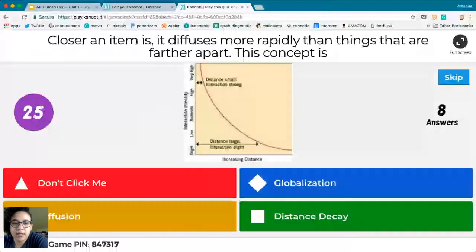The closer an item is, it diffuses more rapidly than things that are further apart. This concept is... Actually, I didn't talk about this tonight. I'm going to talk all about the cultural diffusion pieces when I talk about culture in a few weeks. So this is distance decay. Good job.